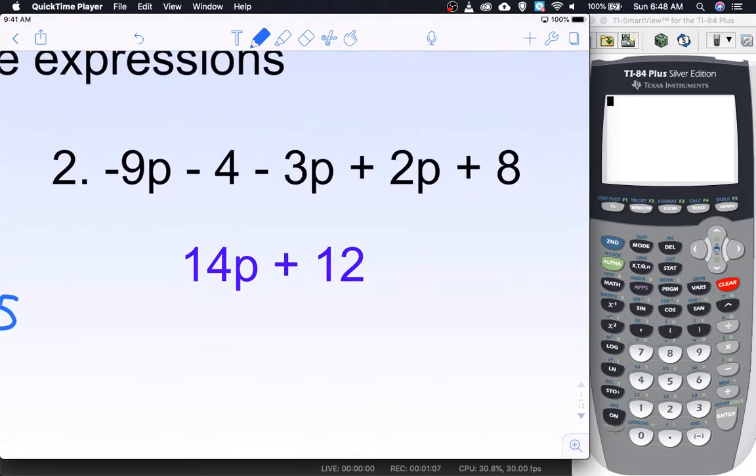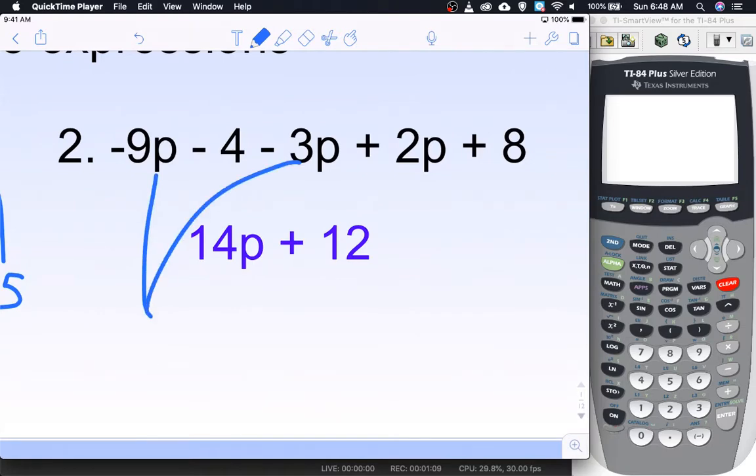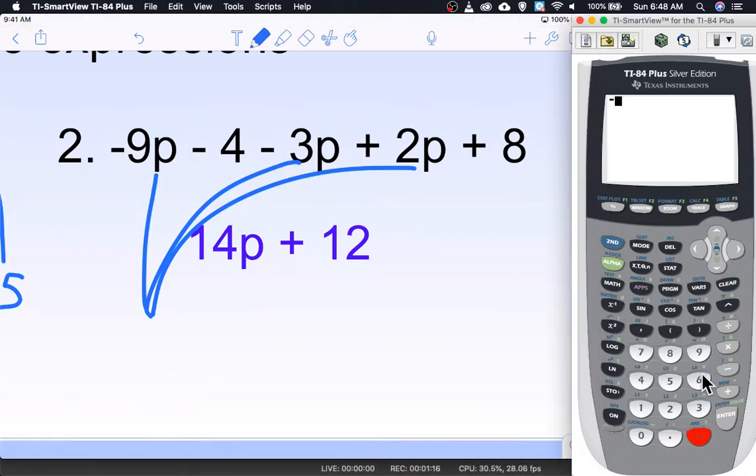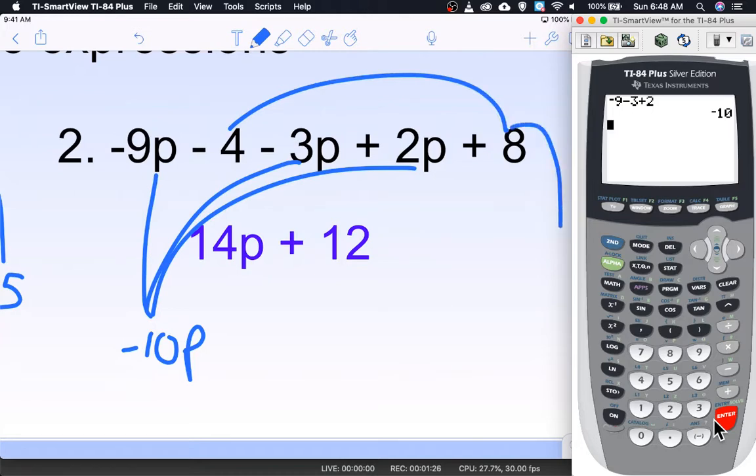Number 2, same thing. If we take each of these p's and bring them together, there's -9. So -9 and then a -3 and a +2 gives us -10p. And then the other guys would be just a +4.